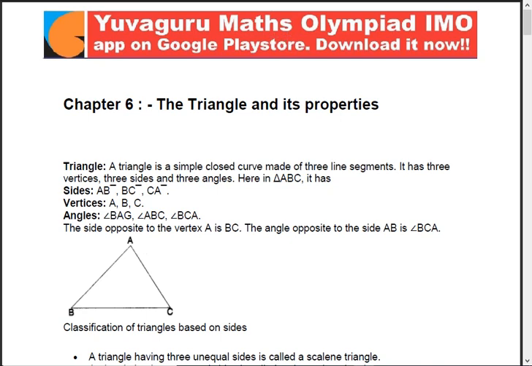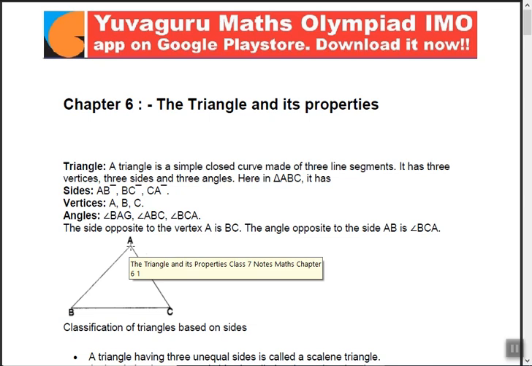So let's start. The chapter is triangle and its properties. What is a triangle? Triangle is a simple closed curve. Now what is a closed curve? Closed means the starting point and the ending point of that curve meet at a single point. So if you start drawing a triangle from here, move, and then it will come back to A. Okay, that's the meaning of closed.